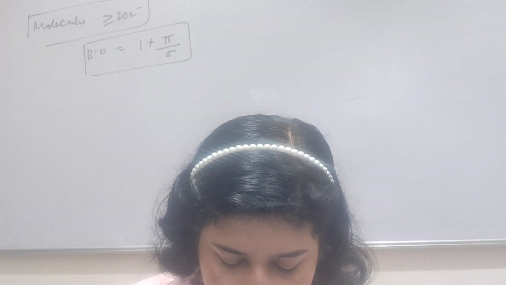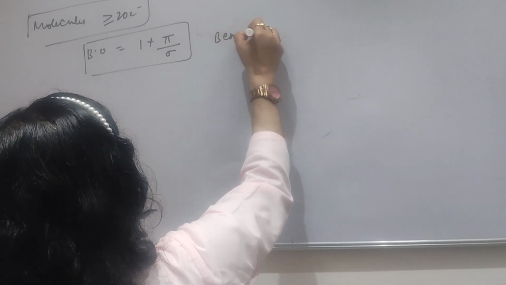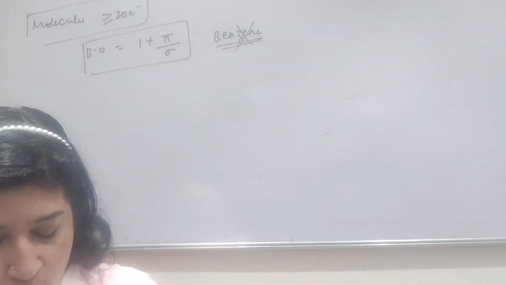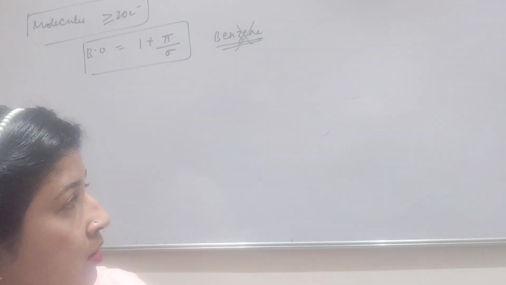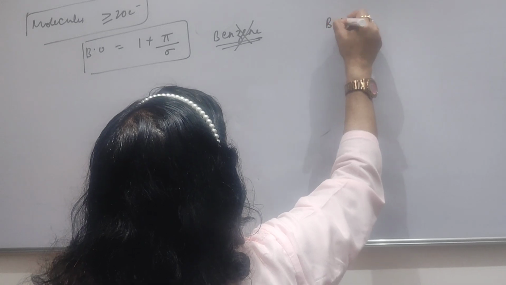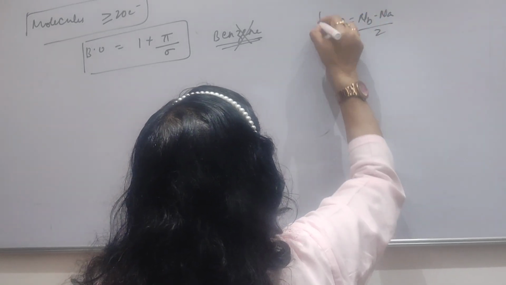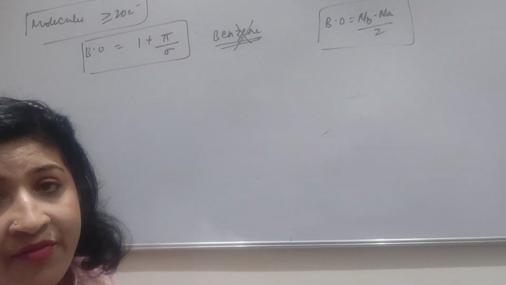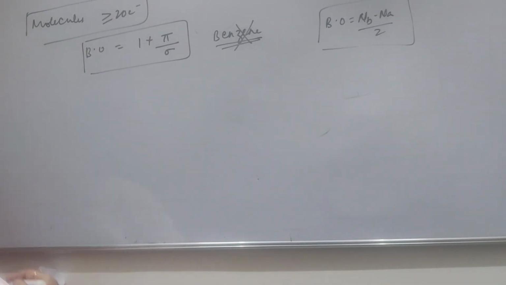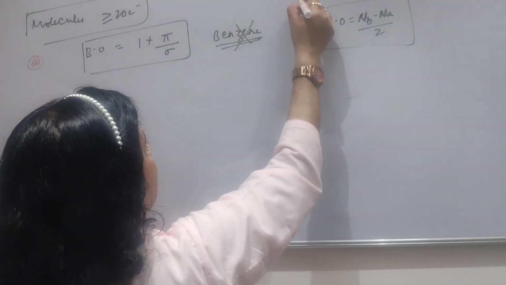Of course, this doesn't hold good for benzene. I'm sorry, for benzene this formula doesn't hold good, but for others, this works. And the other formula which I gave you, bond order is equal to Nb minus Na by 2, also holds good for molecules which have more than 20 electrons. So this is one of the formulas.